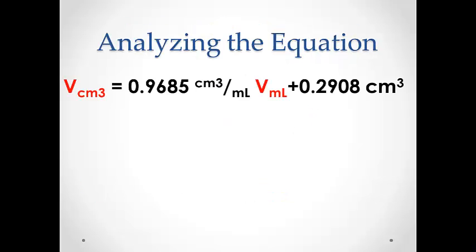If we read this equation, it tells us the volume of a sample of water in cubic centimeters is equal to 0.9685 cubic centimeters per milliliter times the volume in milliliters plus 0.2908 cubic centimeters. Now if we really stop and think about what it is that this graph represents, we might realize that our y-intercept is throwing off our calculations. The y-intercept is where the line on our graph crosses the y-axis. So in this case, it actually represents the volume in cubic centimeters when we have 0 milliliters. Think about that for a second and decide whether or not that is a logical thing to say.